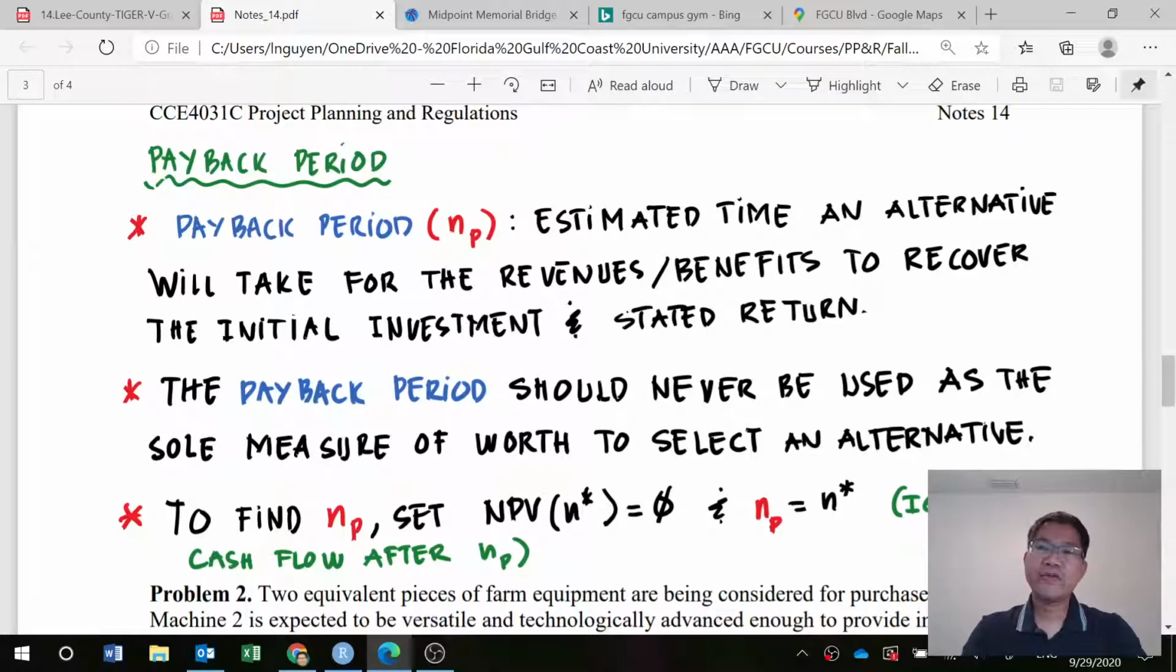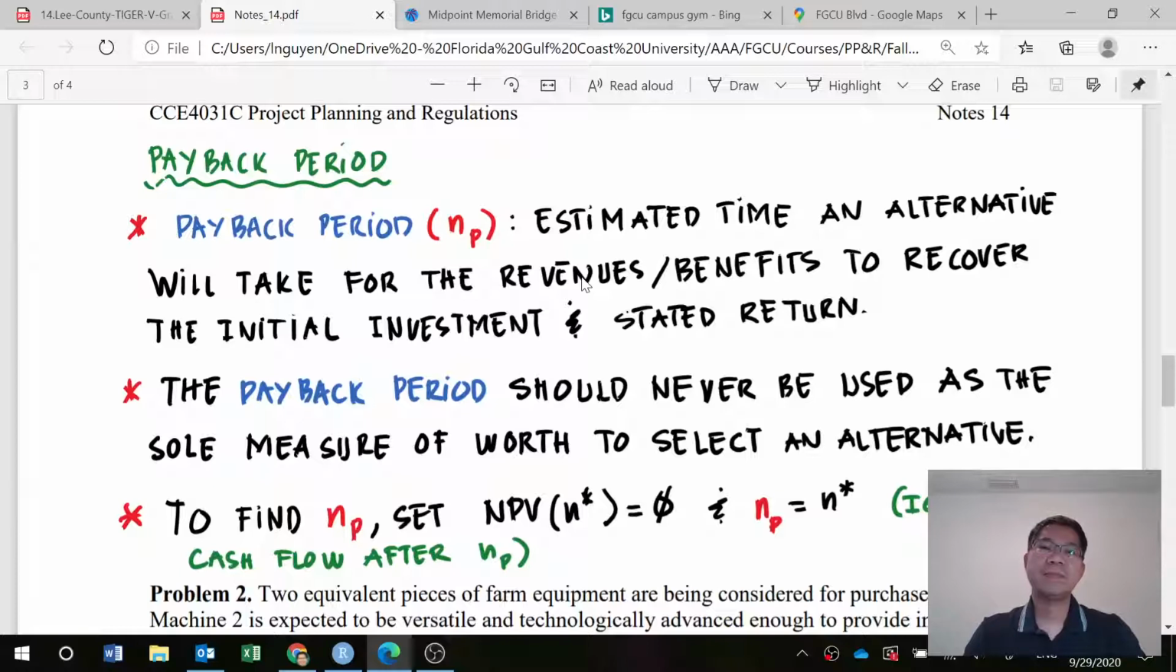The last method for financial evaluation we use is the payback period. So, definition: the payback period, abbreviated as NP, is the estimated time an alternative will take for the revenue benefits to recover the initial investment, so initial cost, and stated return. The payback period should never be used as the sole measure of growth to select an alternative.